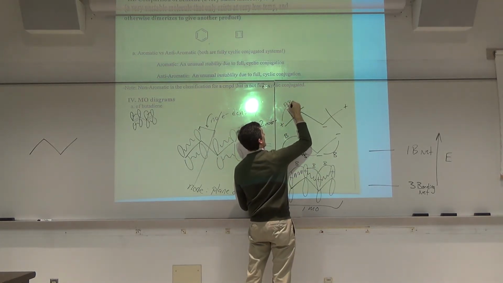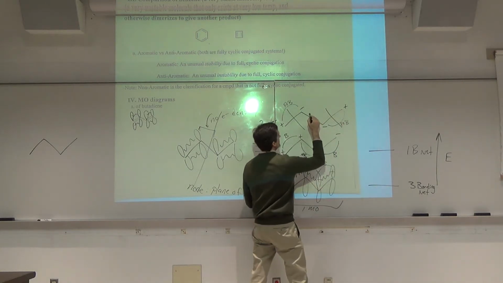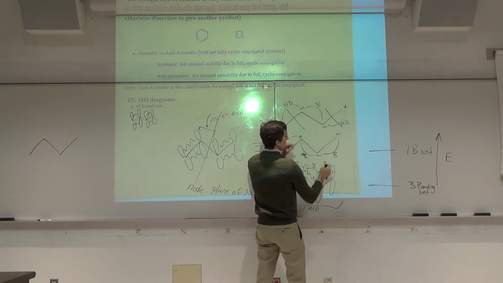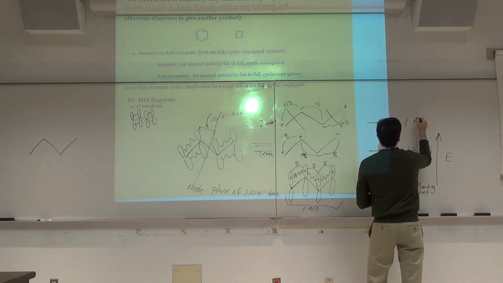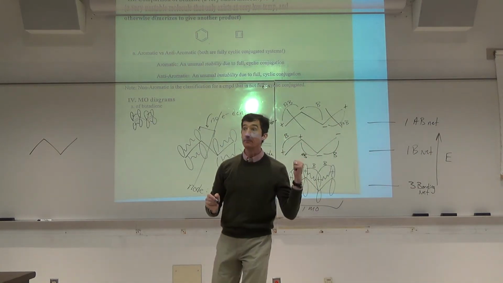No. Anti-bonding. What's the net here? Or what is this here? Anti-bonding. And what is this here? One. That's bonding. What's the net? AB cancels B. What are you left with? Minus 1 AB net. So this is an anti-bonding molecular orbital.